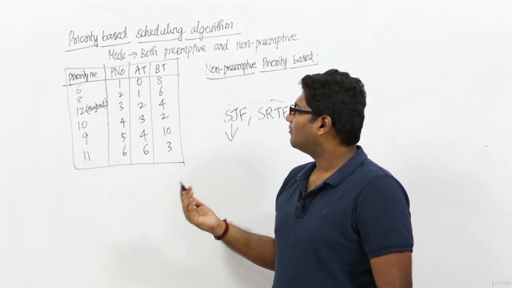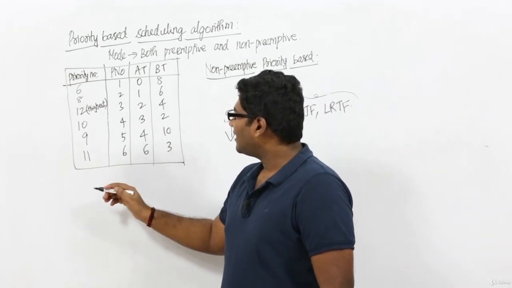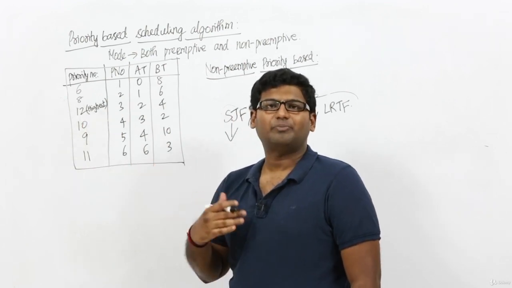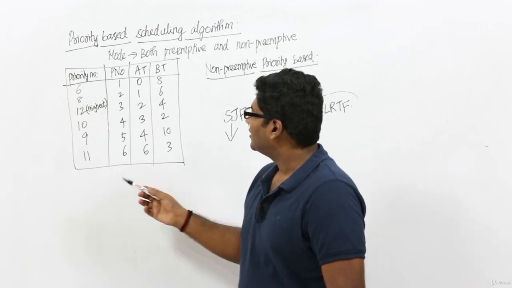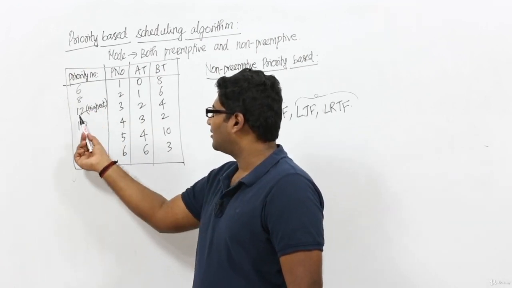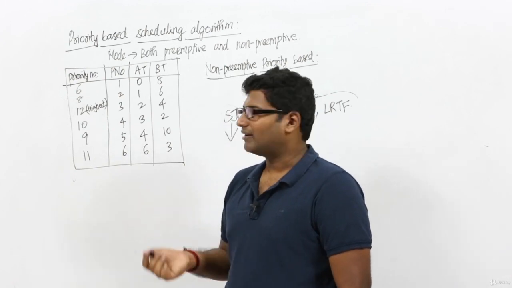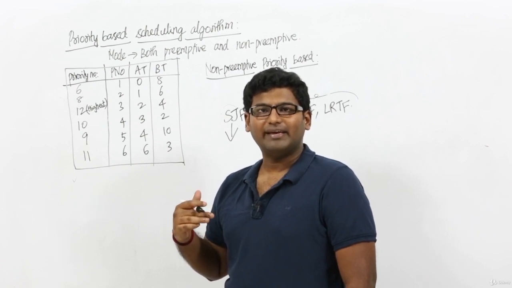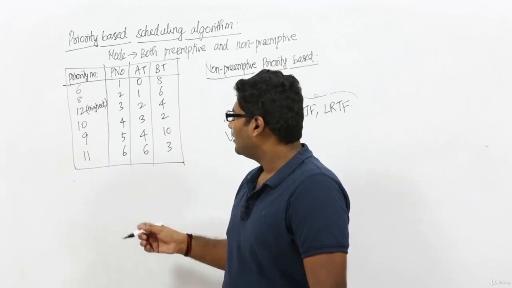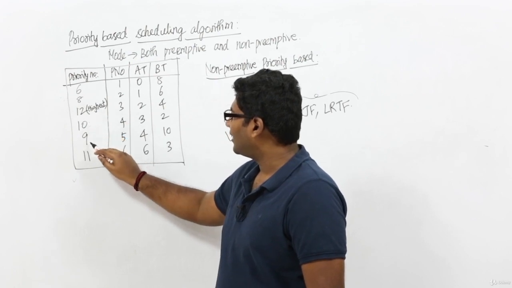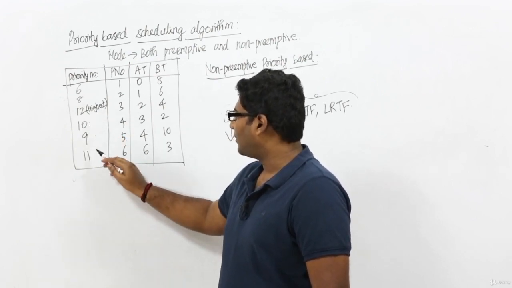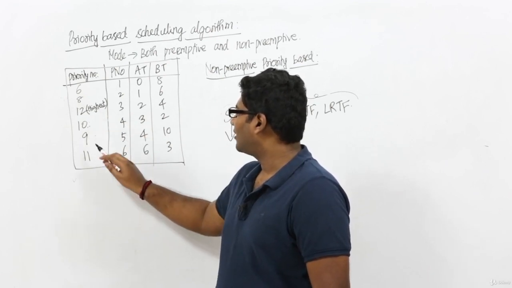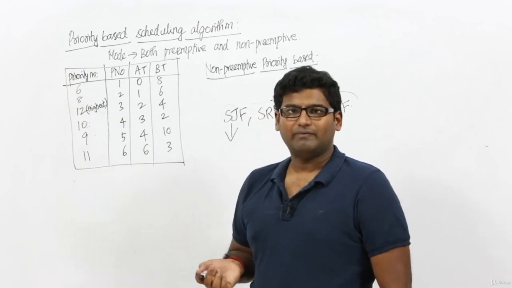What they really mean here is that the process with priority 12 should be given the highest priority. Among these numbers, 12 is the largest number, right? So by this they mean that if the priority number is higher, you give the highest priority to those processes. For example, let us assume these two processes, 10 and 9. Among these two, the higher priority will be given to P4, because 10 is greater than 9. That is what they have given.